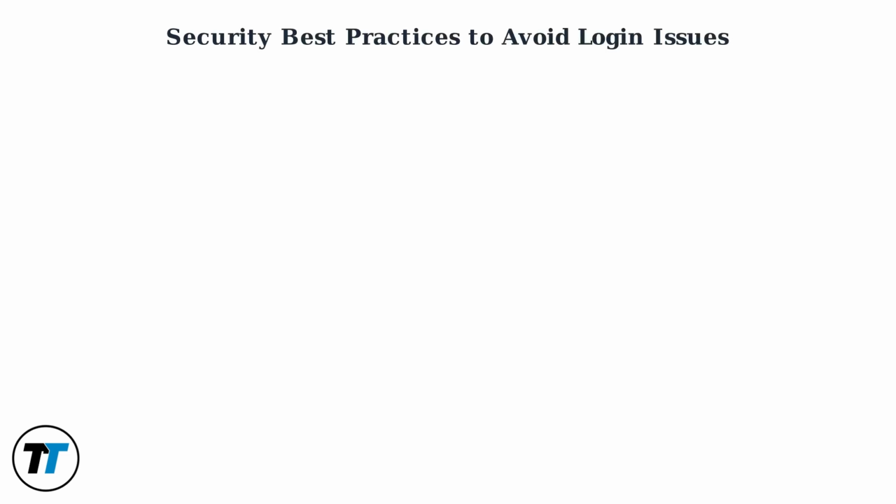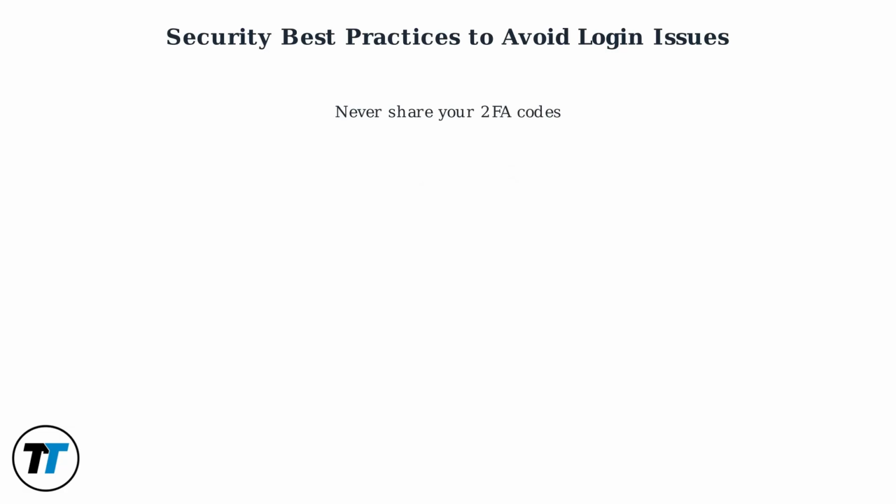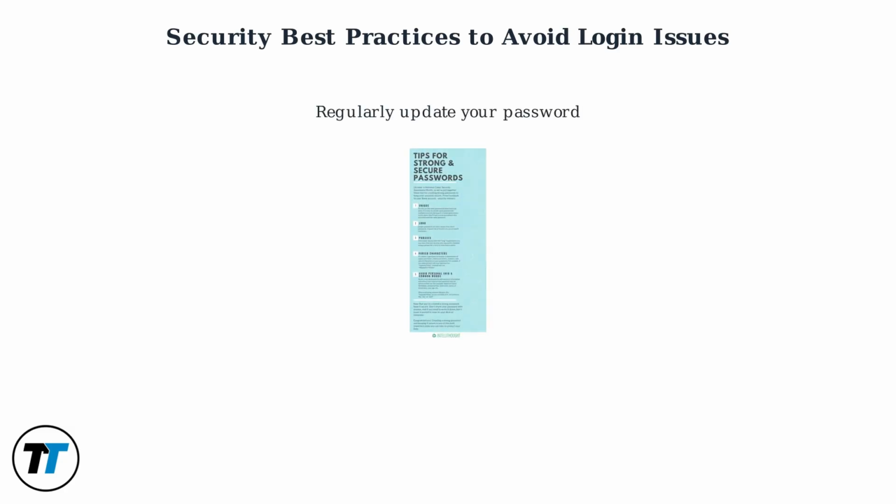Proactive security measures can prevent login problems. Here are key best practices to keep your Coinbase account secure. Enable biometric login options like fingerprint or Face ID for easier and more secure access to your account. Never share your two-factor authentication codes with anyone. These codes are for your use only to protect your account. Regularly update your password to strong, unique combinations using a mix of characters and avoid personal information.